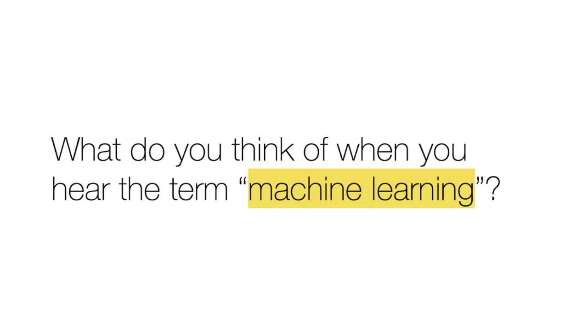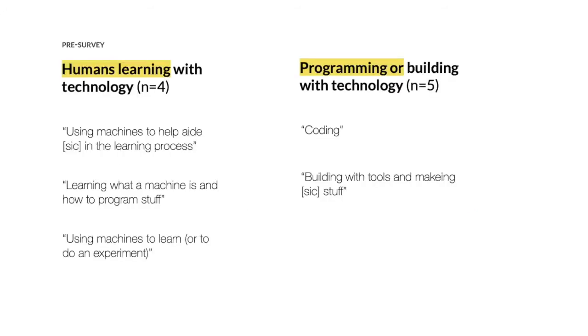So if we go to the next slide, some of the responses included statements like, using machines to help us learn, aided the learning process, or learning what a machine is, how to program stuff. And this general idea of machine learning as programming was pretty common in the responses more generally.